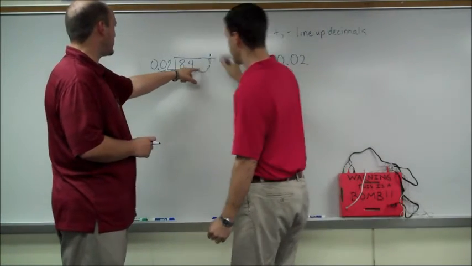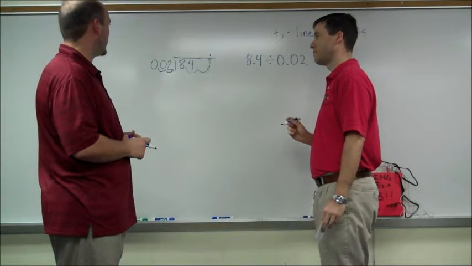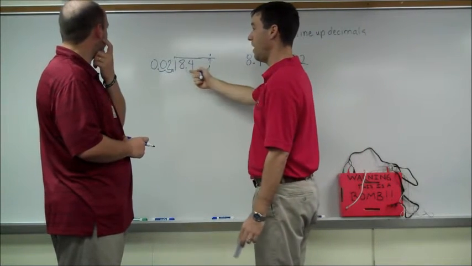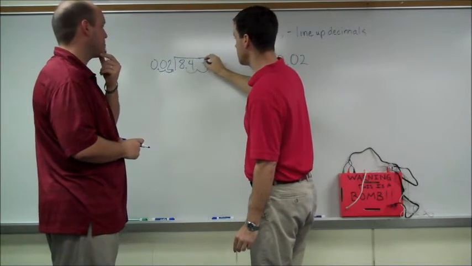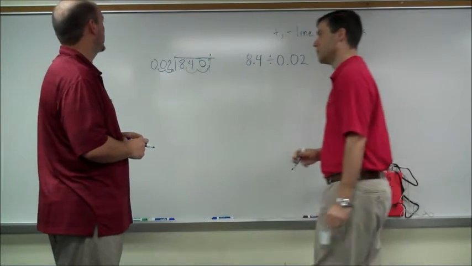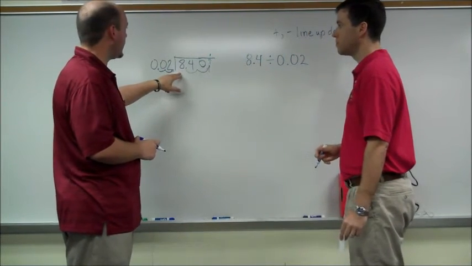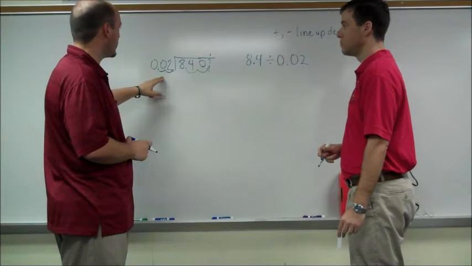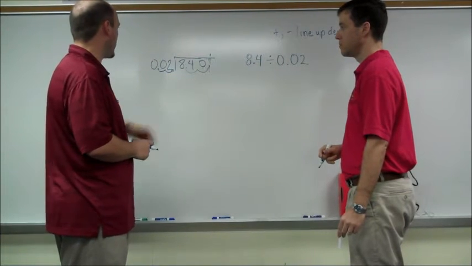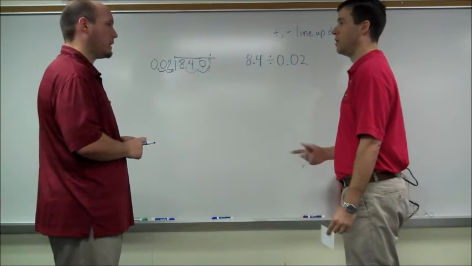There's this big empty space here, though. How are we going to deal with that? Anytime you have empty spaces behind a decimal, that means there's zeros there. Alright, so now instead of saying 8.4 divided by 0.02, it says 840 divided by 2. That's a much easier problem.